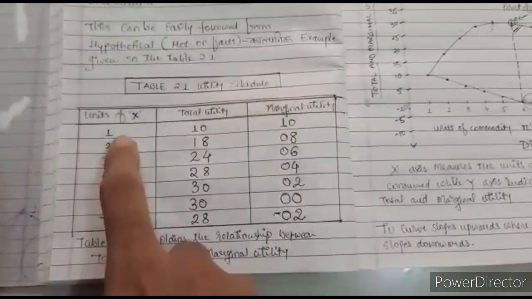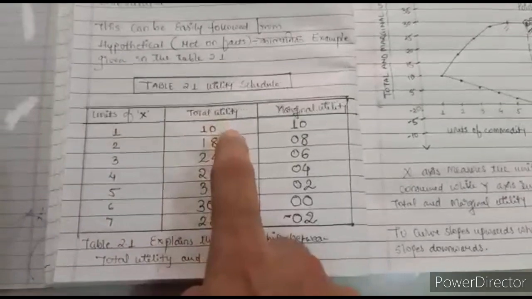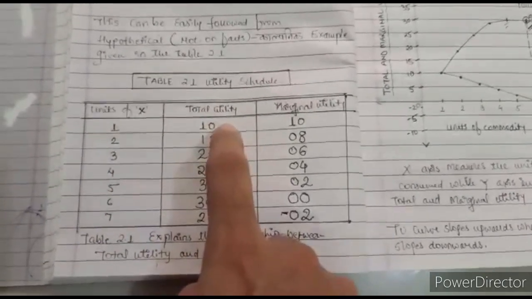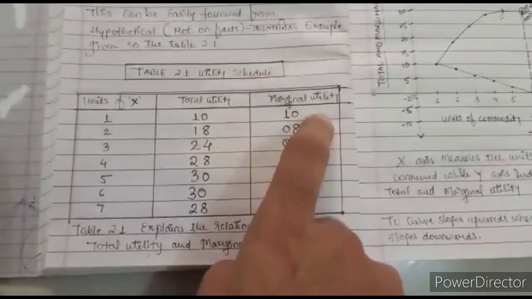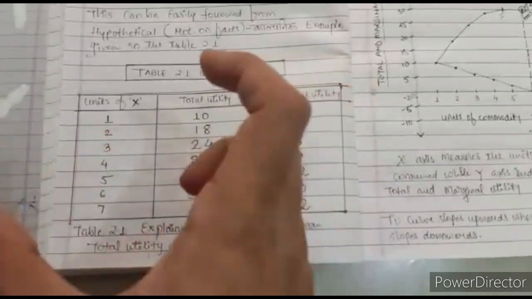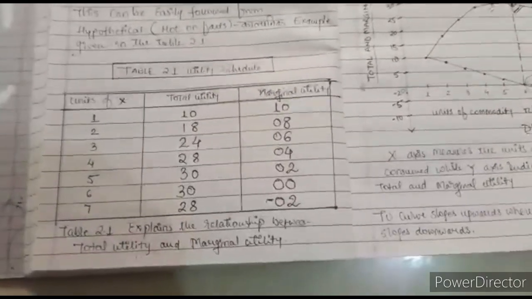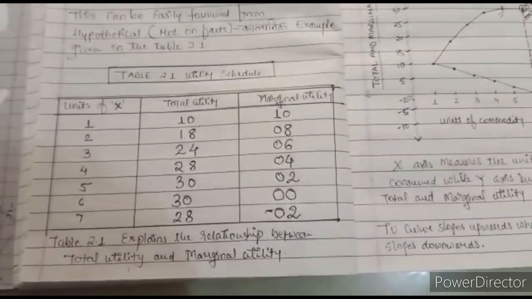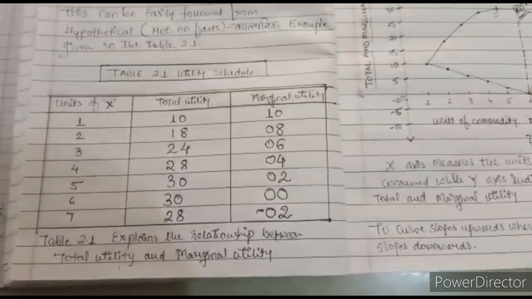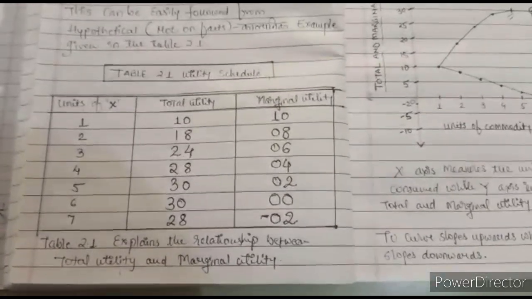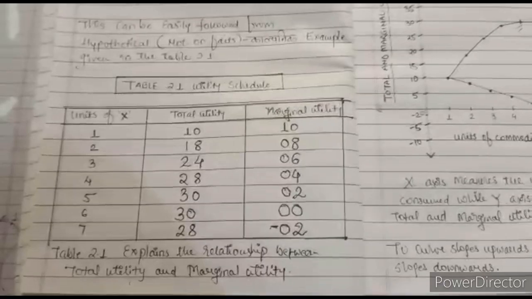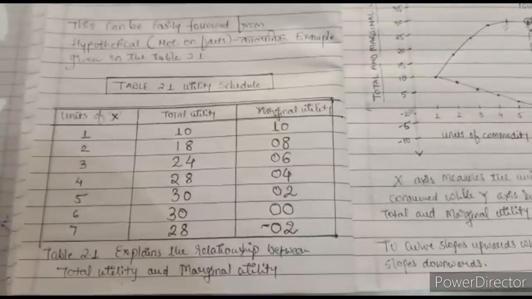So if the consumer consumes the first commodity, he will earn a total utility of 10 and a marginal utility of 10. Utility is nothing but a capacity or a power. What power does he get? Utility cannot be measured in numbers, right? We have discussed in the features that utility cannot be calculated in cardinal numbers. That's why I said this is a hypothetical example. This is not a fact. This is just an example that he'll get 10 units of utility.